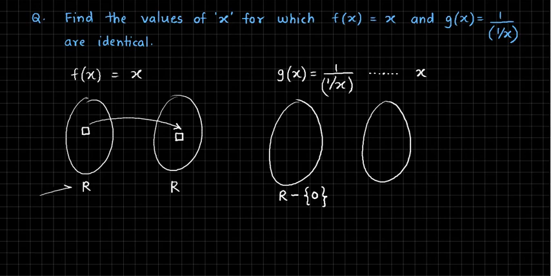Now here for f, the domain allowed in general is real numbers, but for g the domain is real numbers except the value 0. So therefore the common of these two is nothing but the set of real numbers minus the value 0. So therefore x must belong to this particular set of values if we want f and g to be identical. So that is the answer of the question, that x must have any real value except 0 for f and g to be identical.